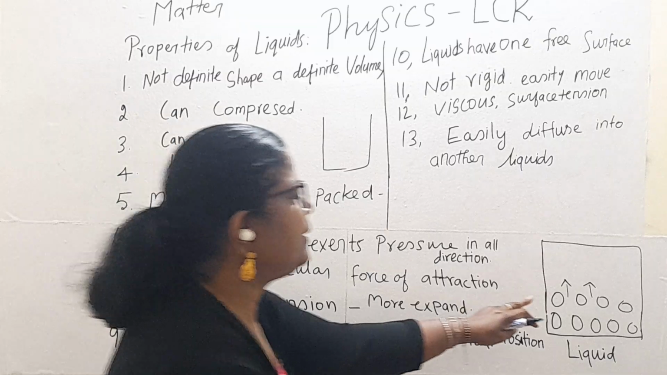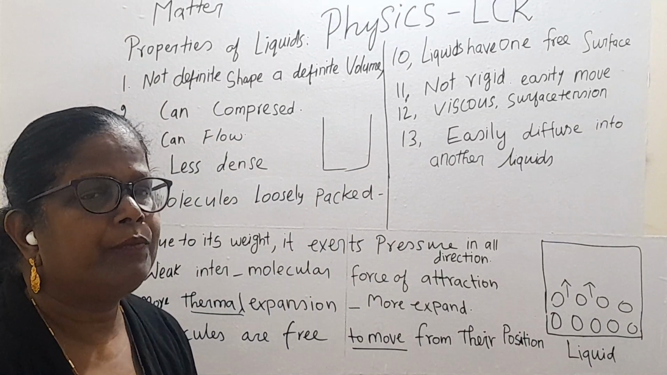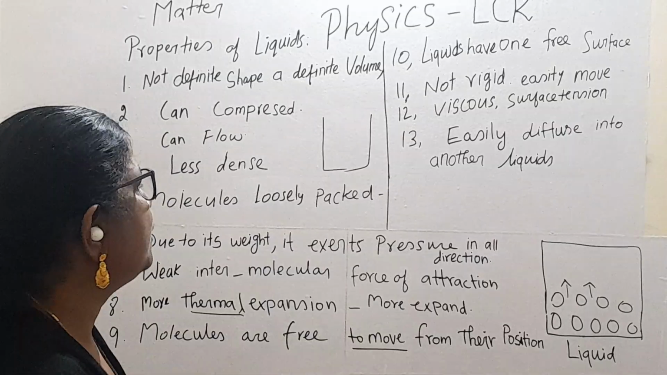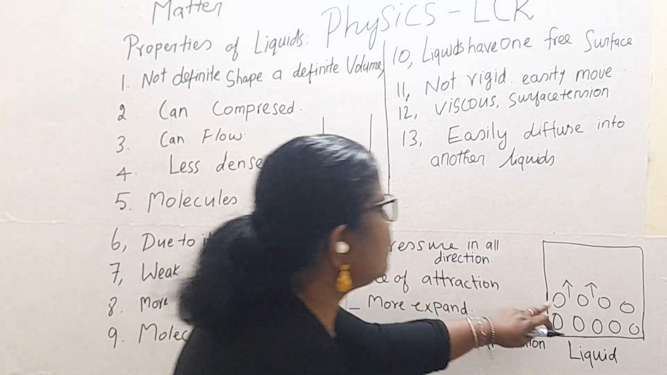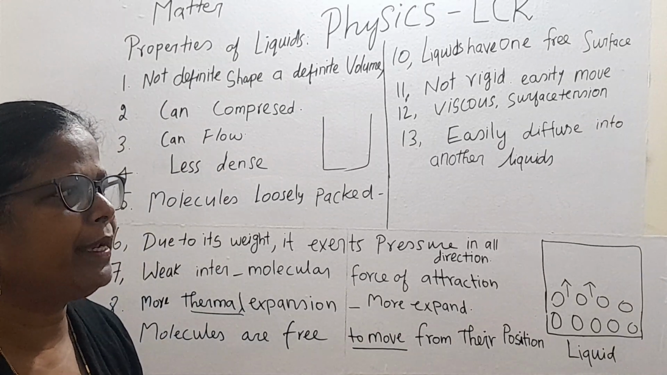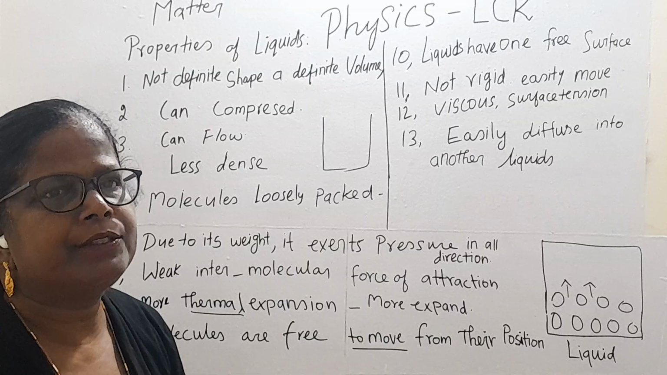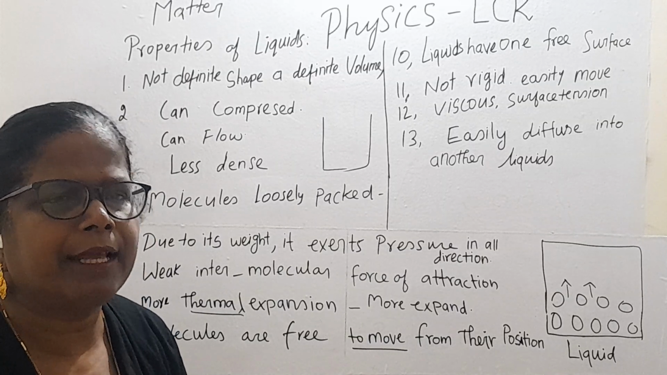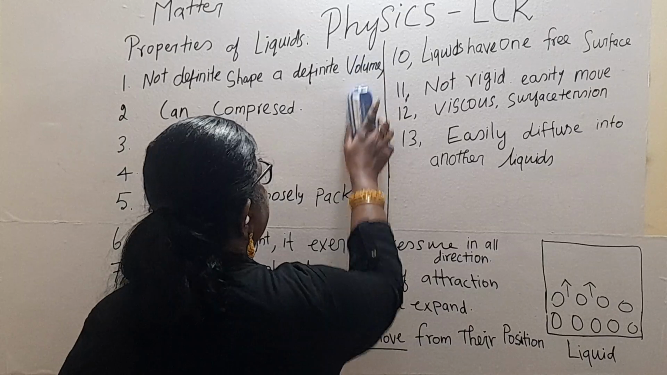In between the molecules, the force of attraction is weak. That's why it is loosely packed. The molecular arrangement is loosely placed. So that's why it does not have a definite shape. We can say it does not have a definite shape because it is loosely packed.